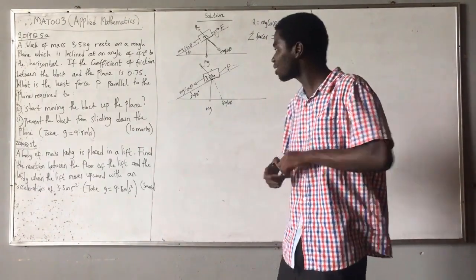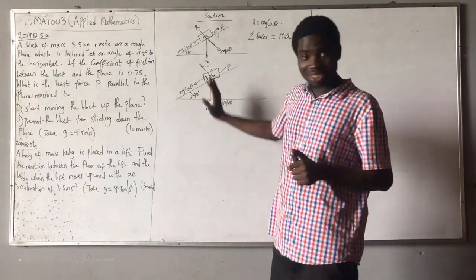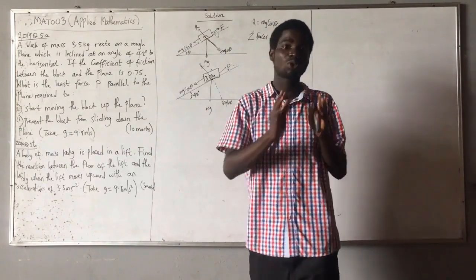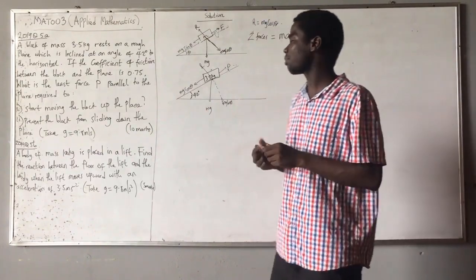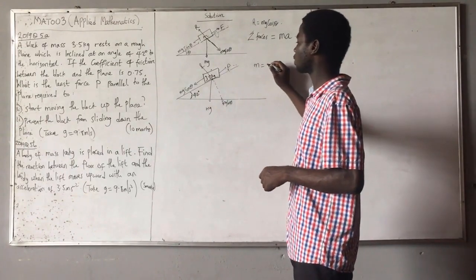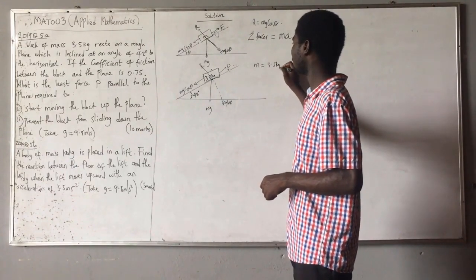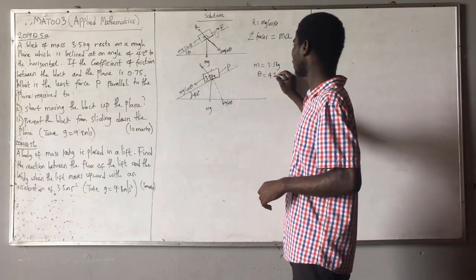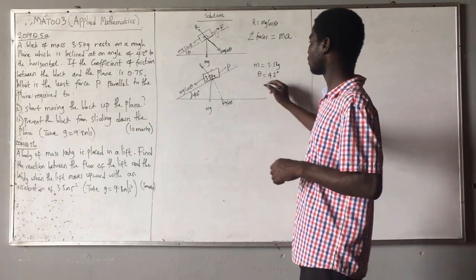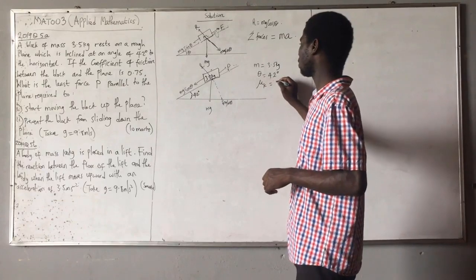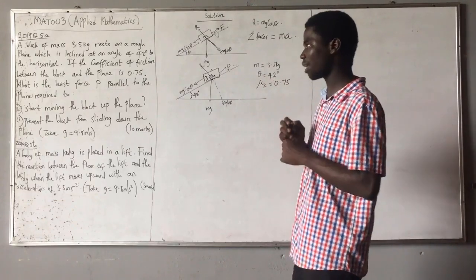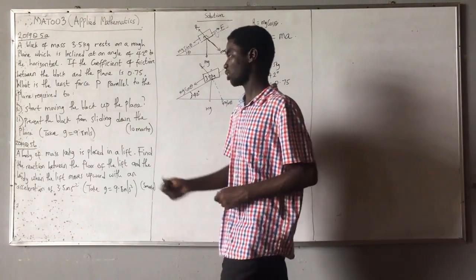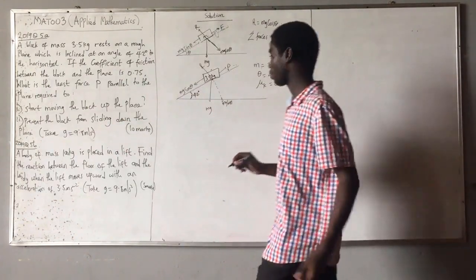Whenever you draw these things like this, even though you don't know, the lecturer will feel you know what you are doing. Now, take the parameters you have. You are given m to be equal to 3.5 kg, right? Theta is 42 degrees, right? And the coefficient of friction is 0.75. Now, you are given gravity, acceleration due to gravity, 9.8 meters per second squared.